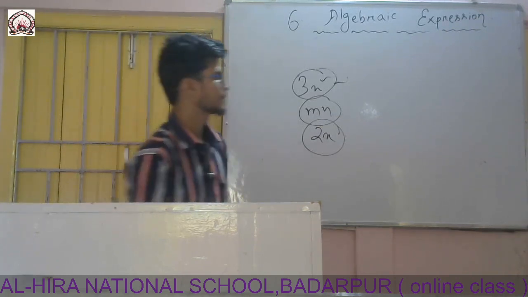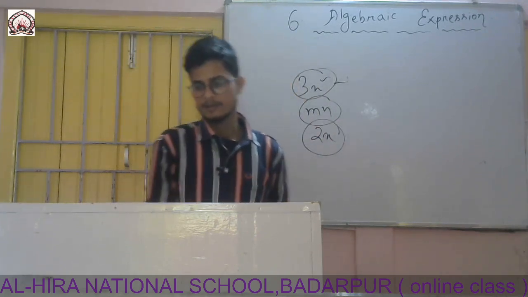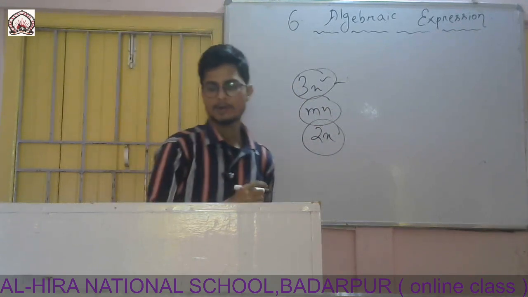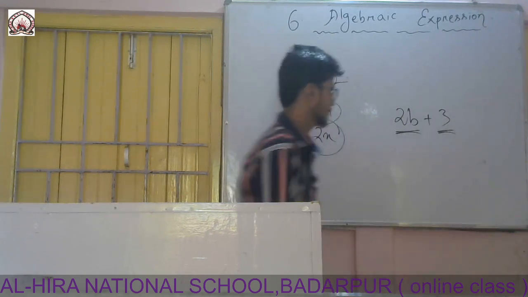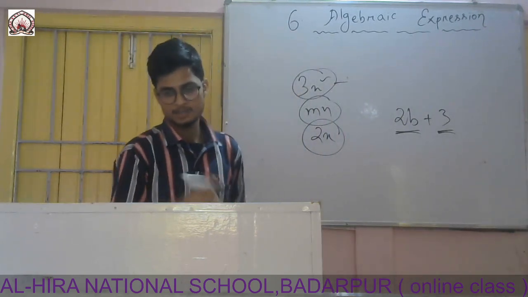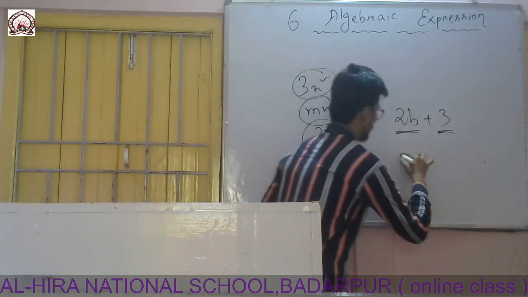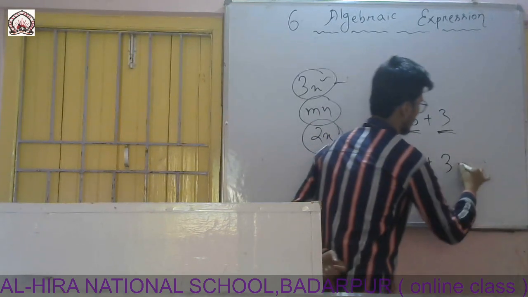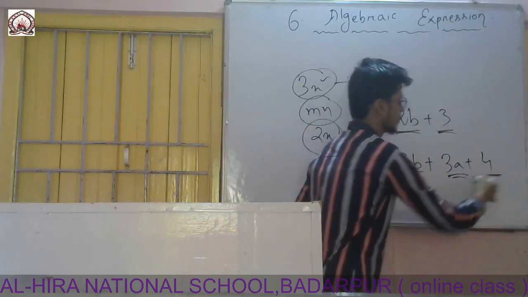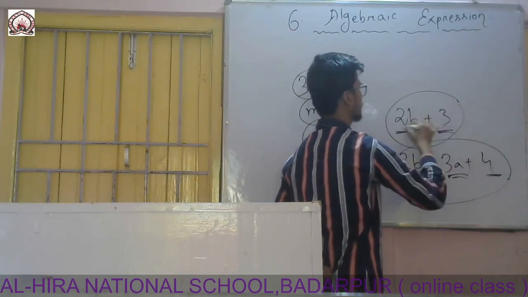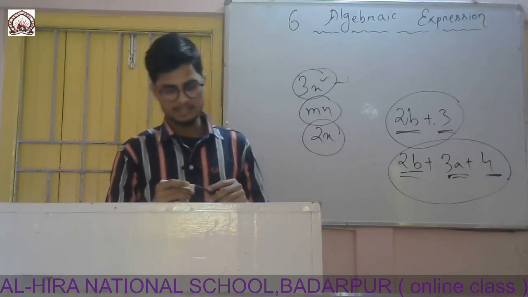Next one is binomial. So a binomial expression means an expression which is made up of two terms. For example, 2b plus 3, it is one term, it is another. Similarly, a trinomial means the expression should be made up of three terms. So it may be 2b plus 3a plus 4. There is one term, there is another, and there is a third one. So it is a trinomial. This one is binomial. There are two terms. Okay. And the last one is polynomial.